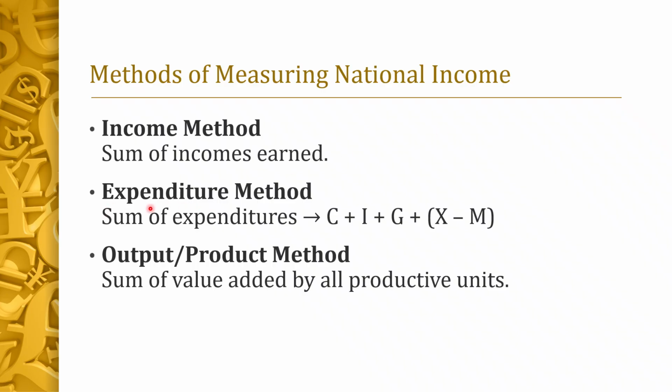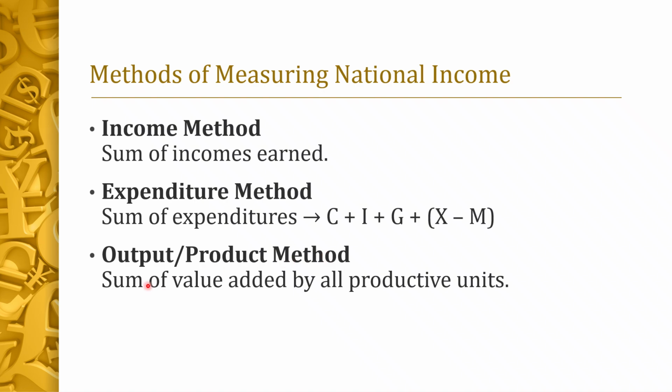In the case of the expenditure method, this method adds up all expenditure made on final goods and services. So the formula is GDP is equal to C plus I plus G plus X minus M, where C is consumption by the households, I is investments by the businesses, G is the government expenditure, and X minus M is nothing but net exports, right? Exports minus imports. X represents exports and M represents imports, right?